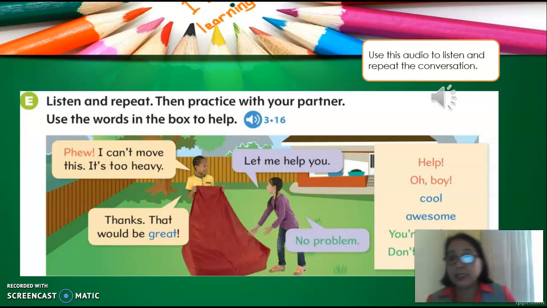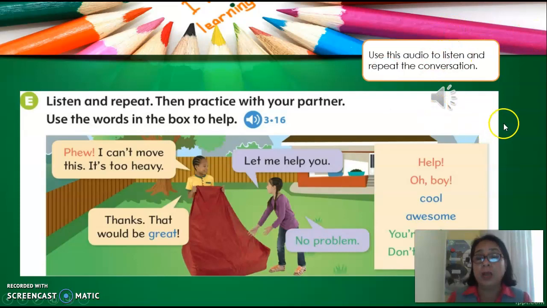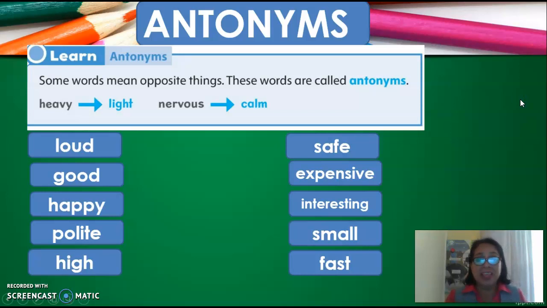Okay, you can listen to this in your ebooks or you can listen to it in the video as many times as you can and practice the conversation, okay? Remember to substitute the words for the words from the box, okay? Now we will go with the antonyms.